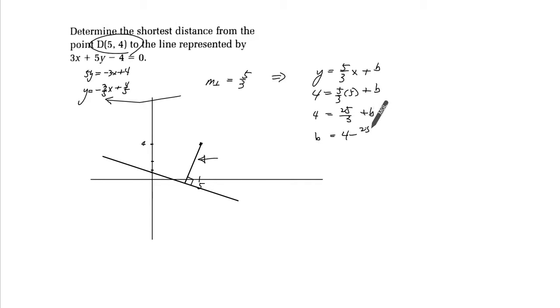Okay, 25 minus 3, this is 12 minus 25 over 3, so that's minus 13. So the equation of this line is y is equal to 5 over 3x minus 13 over 3. So we have to make these two lines equal to each other to find this point. Once I have that point, I can find the distance. So in this equation, I'm going to replace the y with this.